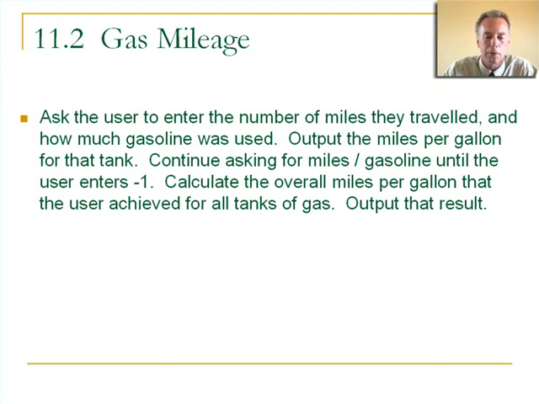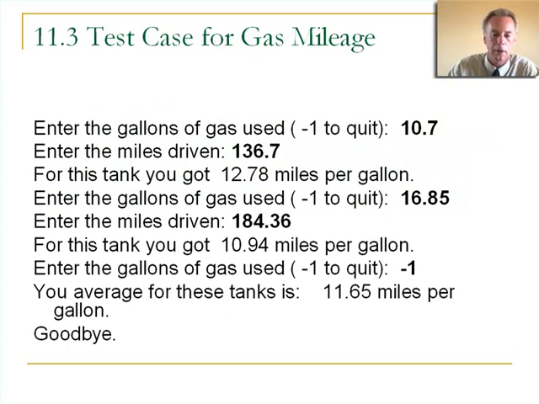And now we're going to add the looping part. Continue to ask for the miles and the gasoline used until the user enters -1, which is going to be the Sentinel value. This is the same Sentinel value we used in the last one, only coincidentally. Calculate the overall gas mileage for this particular user. So over all tanks of gas, what was the gas mileage achieved? And we're going to have a test case here.